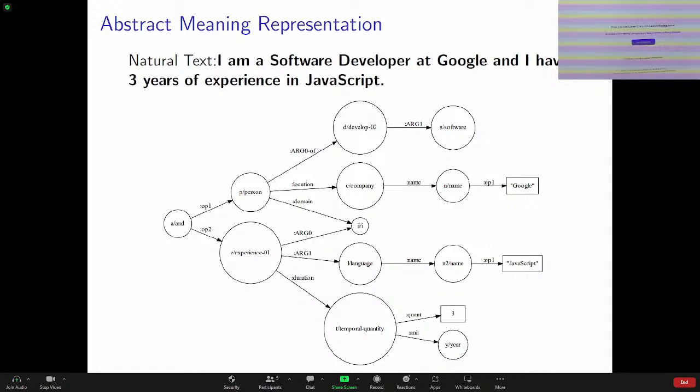inside the circles there are 2 terms. There is a small letter, then a slash, and then the word. That small letter represents an instance. So A is an instance of the word, E is an instance of experience, L is an instance of language. Here, for example, when we have names for JavaScript and Google, this abstract meaning representation tool happens to tag them as Google company and JavaScript as a language.